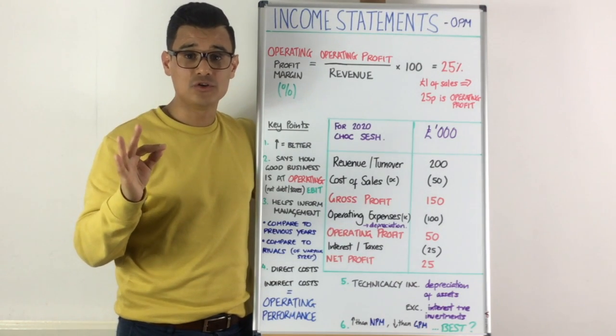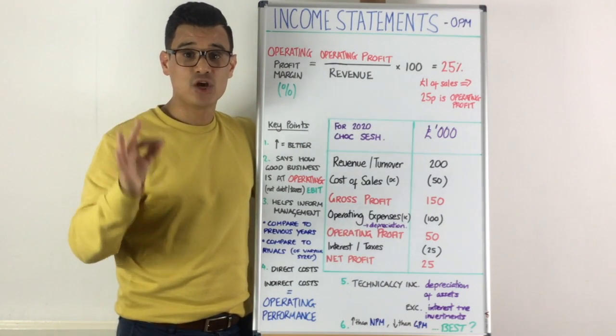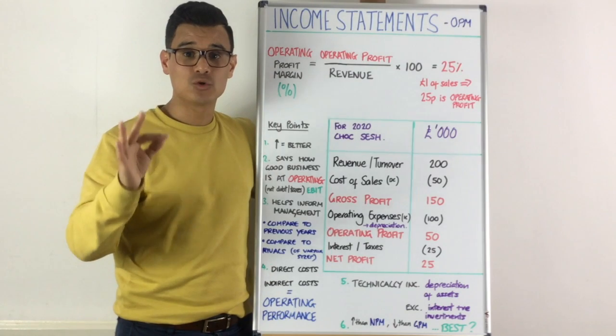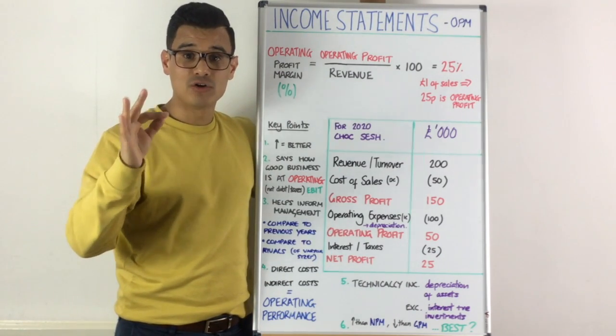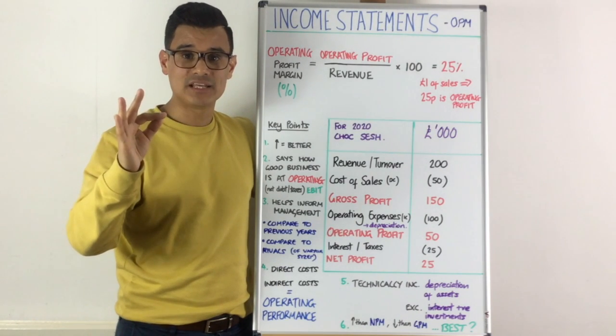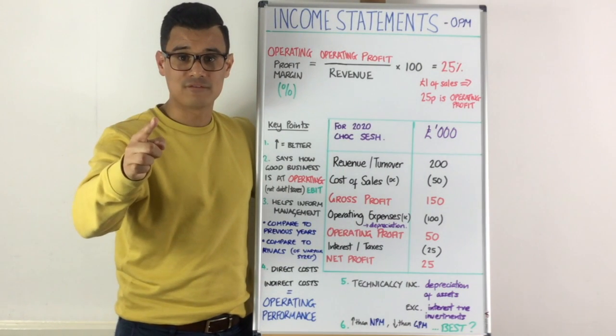And that's why it's included in your ROCE, your return on capital employed. And a way to remember that is the O in ROCE stands for operating profit. It's a good way to remember that for that formula.